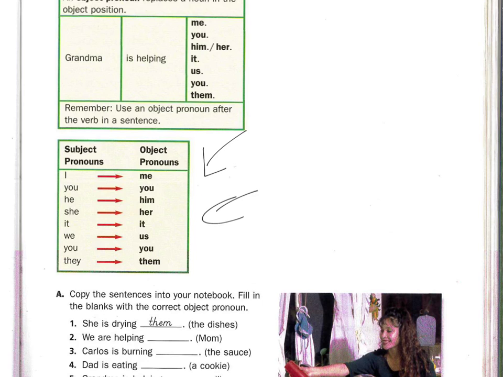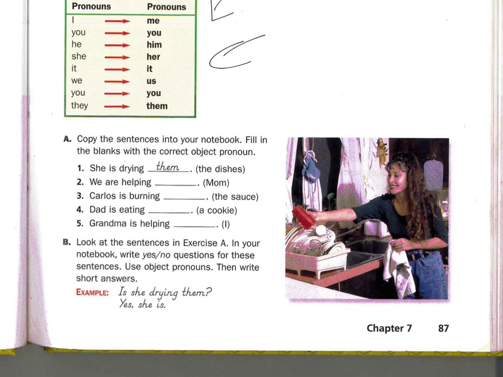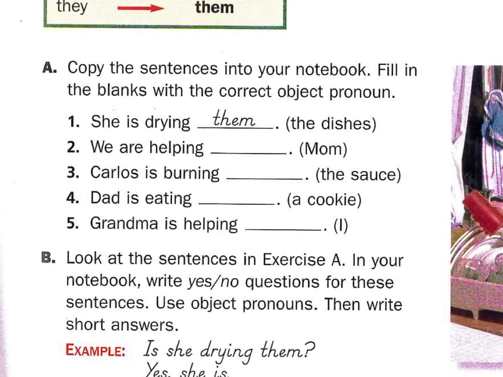And let's practice that. So copy these sentences into your notebook. Fill in the blanks with the correct object pronoun. She is drying the dishes. She is drying them. So we have our subject, we have our verb, we have our object. The object is dishes. The object pronoun is them.